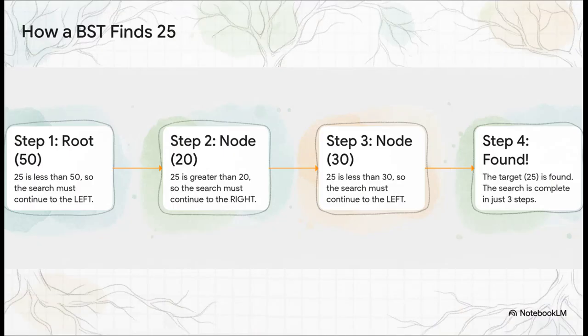And this is where the magic really kicks in. Let's watch how this rule makes searching so fast. Say we want to find the number 25. We start at the top, at the root, which is 50. Is 25 less than or greater than 50? It's less. So we know it has to be on the left side. We just eliminated half the entire tree in one step. Now we're at 20. 25 is greater, so we go right. Then we land at 30. 25 is less, so we go left. And boom, there it is, found it, in just 3 steps.